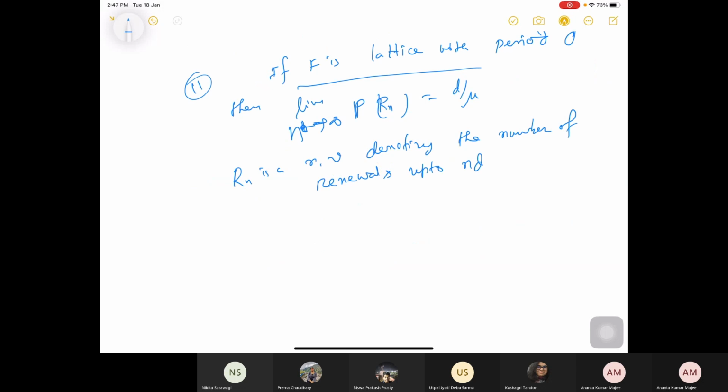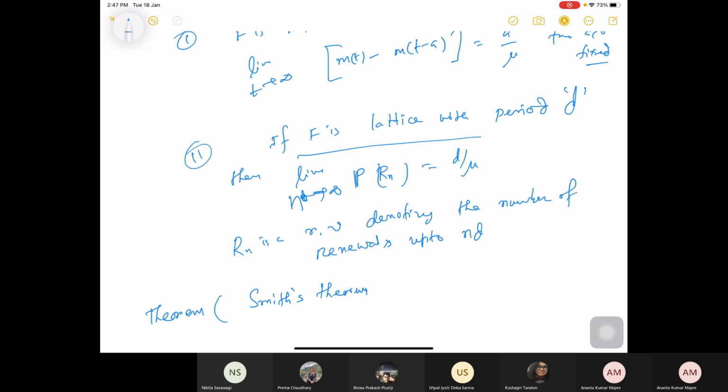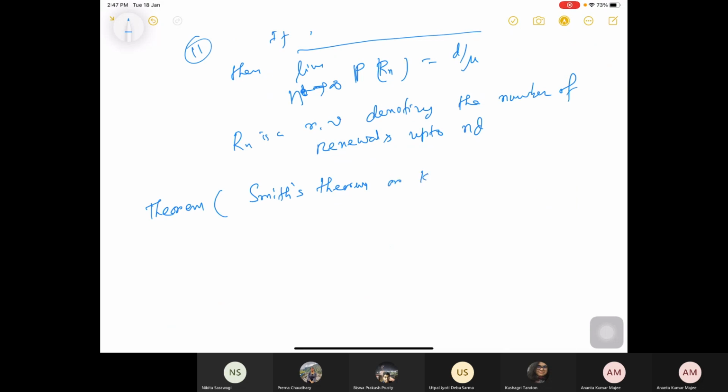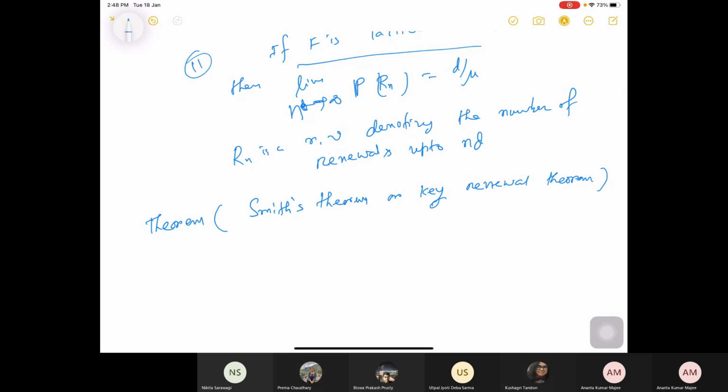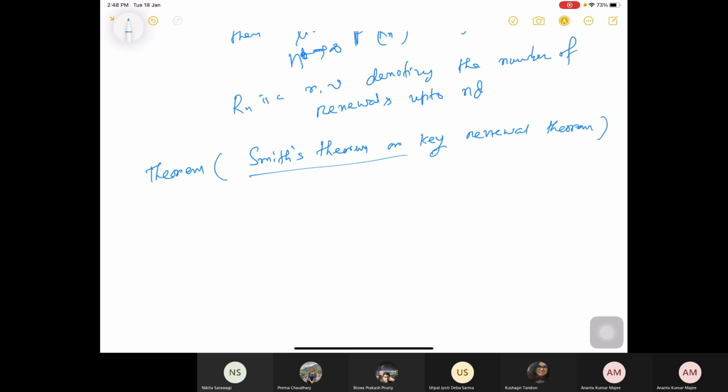Okay, so another theorem, as I told you, is called the Smith theorem. Depending on whether F is lattice or not, the things are different. The limiting behaviors are different. So Smith's theorem, sometimes called the key renewal theorem. Since it is a key renewal theorem, it is expected that I will state Smith's theorem, but this previous theorem can be obtained from Smith's theorem. In a particular case, this previous theorem, Blackwell's theorem, is a special case of Smith's theorem. That is why I try to call it a key renewal theorem. I will show it.